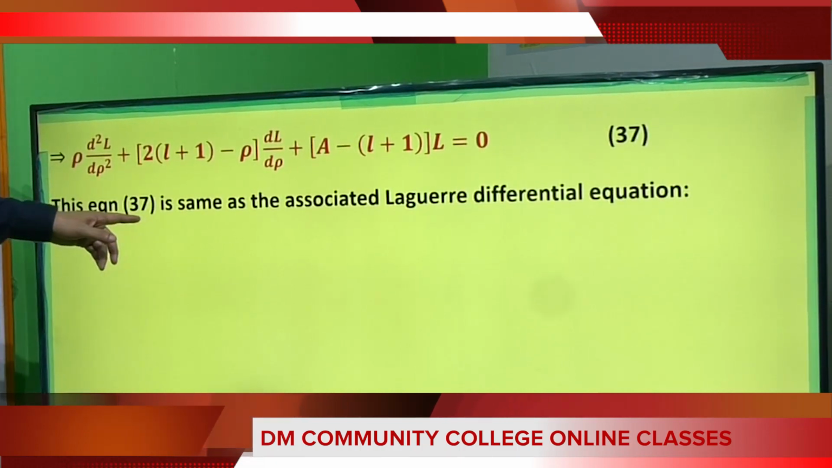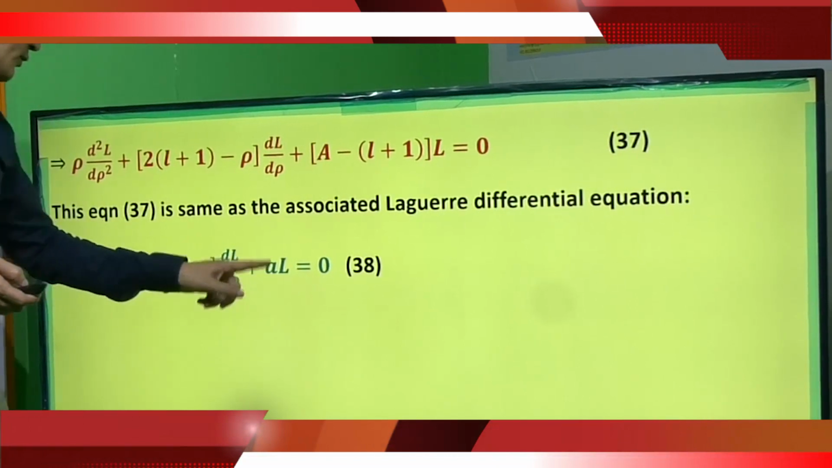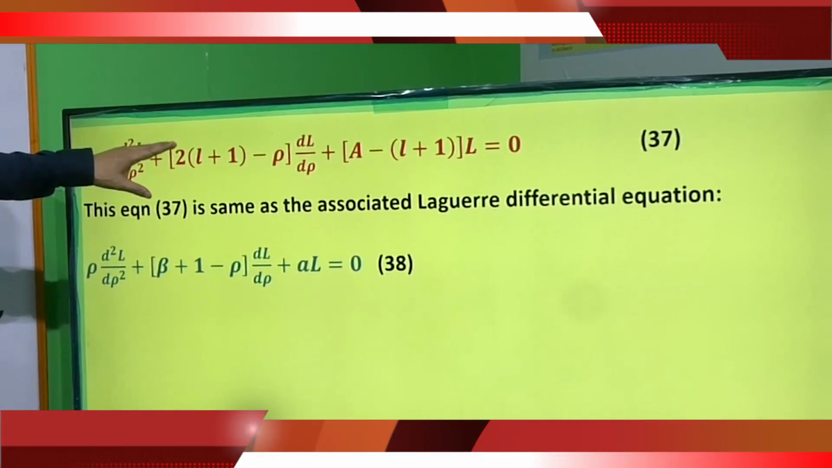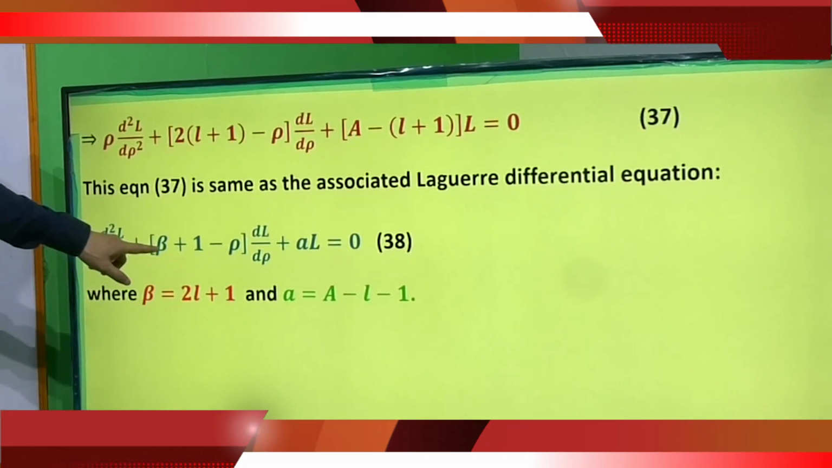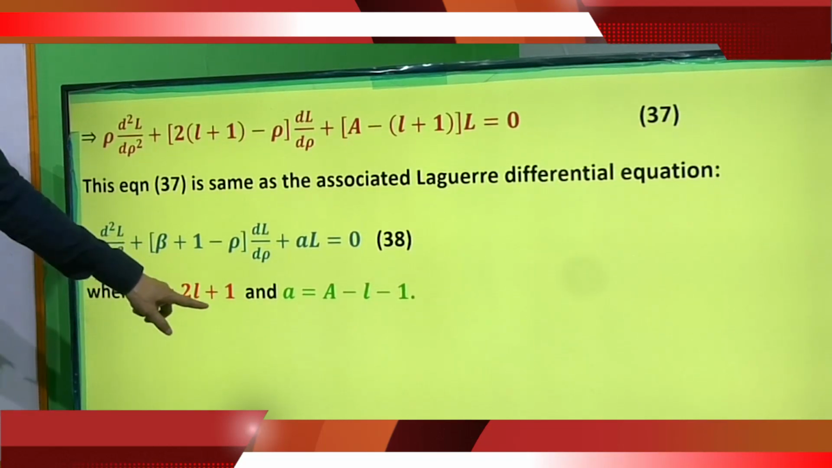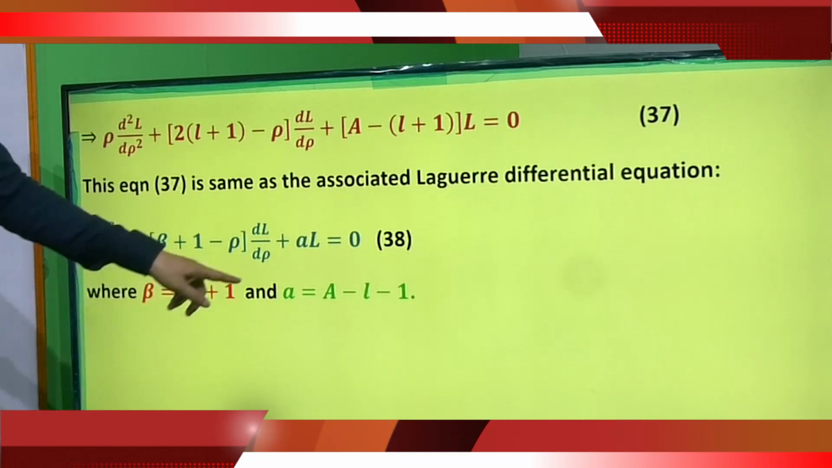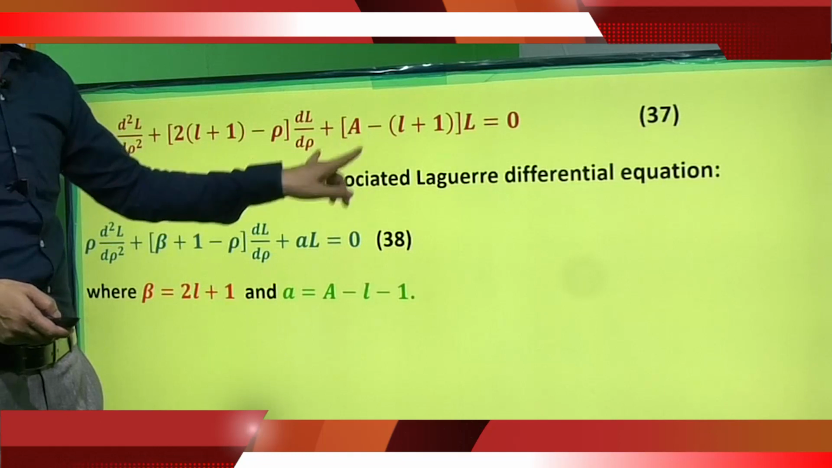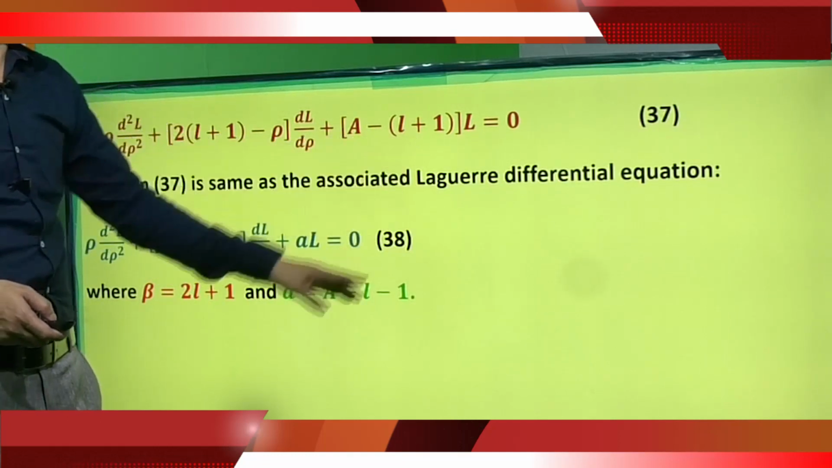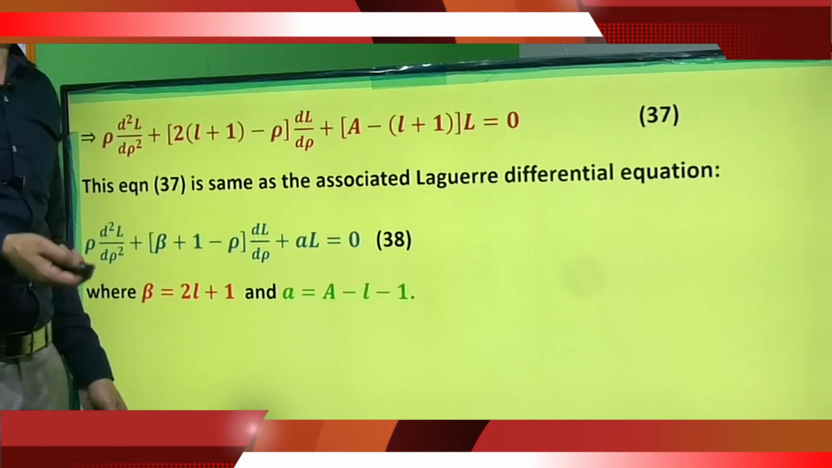This equation 37 is the same as the associated Laguerre differential equation. You just observe this, they are the same, provided this beta equals twice L plus 1. If beta equals twice L plus 1, this term and this term will be the same. And this A equals this one, then these two are the same associated Laguerre differential equation.